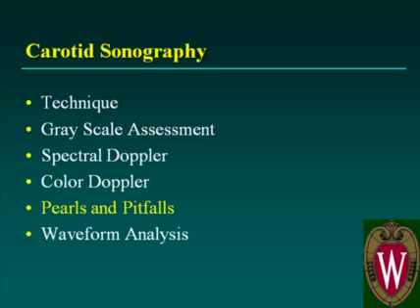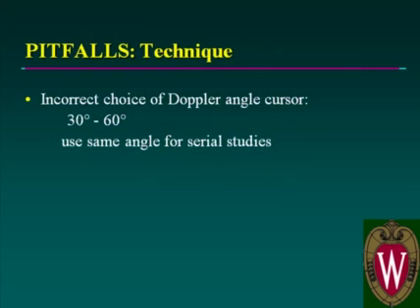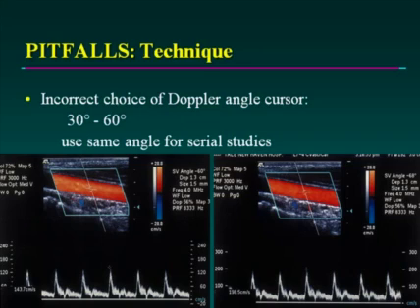I'll conclude the lecture with a series of pitfalls and pearls. First of all, there can be some variability of Doppler measurement based on technique, instrument variability, in other words, one machine to another, physiologic differences between patients, and finally, vessel and plaque morphology. There is quite a lot of controversy about the need for a uniform angle from one study to another. Suffice it to say that many people insist that the color Doppler angle should be the same for serial studies, and in general, those people advocate a 60-degree angle of insonation.